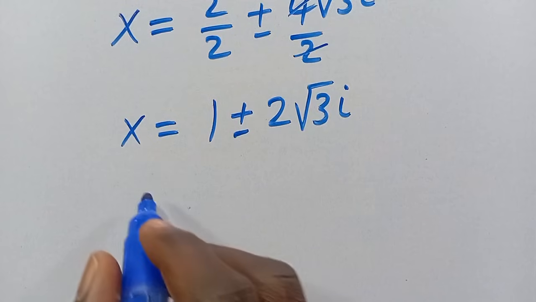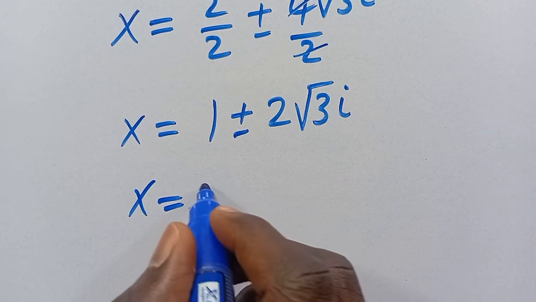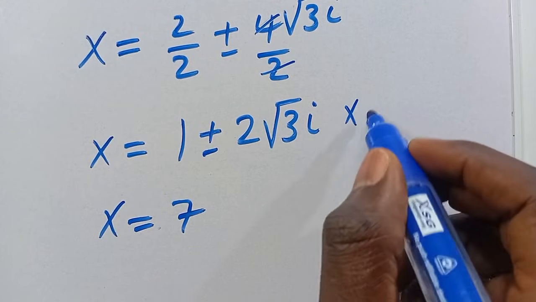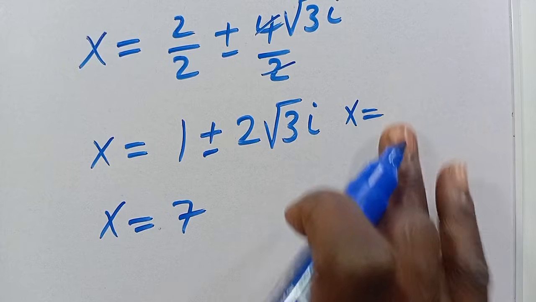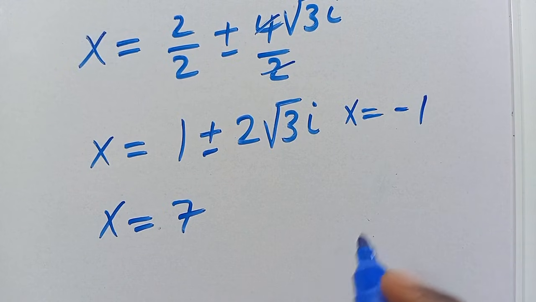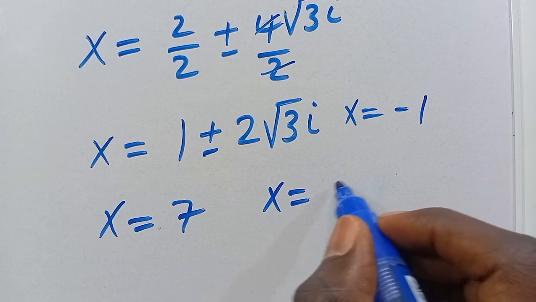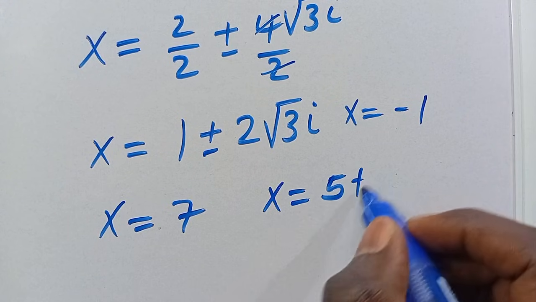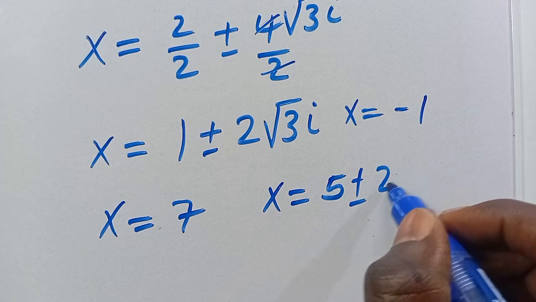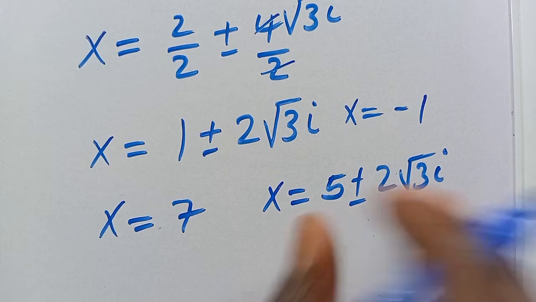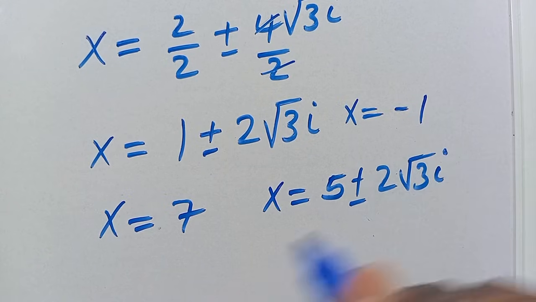So we have a solution to be x equals 7, and we also have x equals minus 1. And we also have x equals 1 positive or negative 2 multiplied by root 3i. These are the complex solutions, this and this. Why the solution are this?